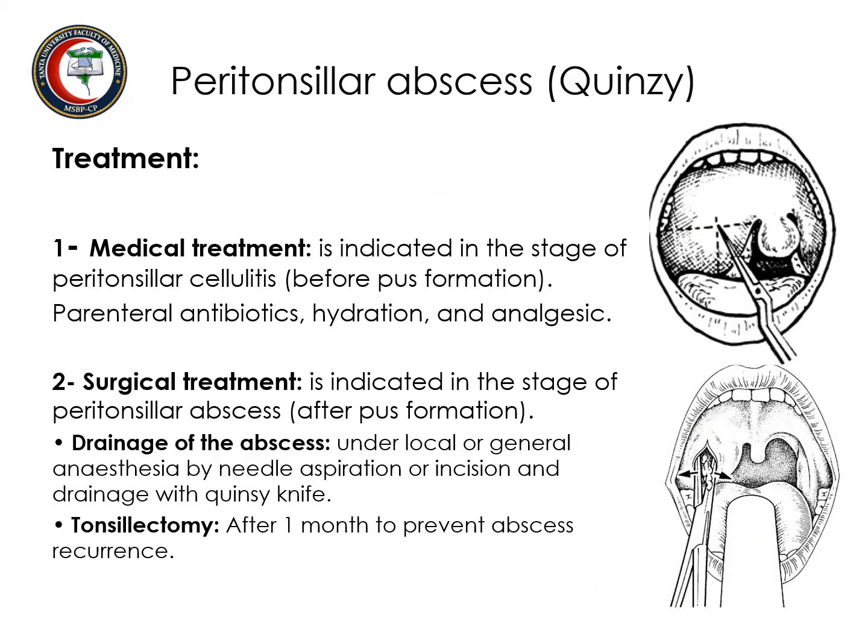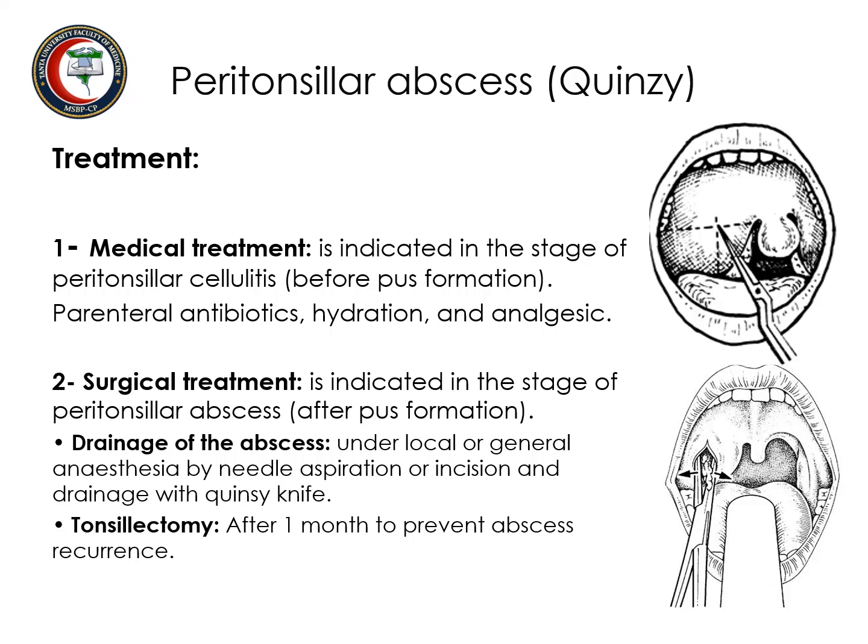Treatment could be broadly divided into medical treatment and surgical treatment. Medical treatment is normally indicated in the stage of peritonsillar cellulitis, so before the pus accumulation. It normally consists of a parenteral antibiotic, which means intravenous or intramuscular antibiotics, adequate hydration, and analgesics.